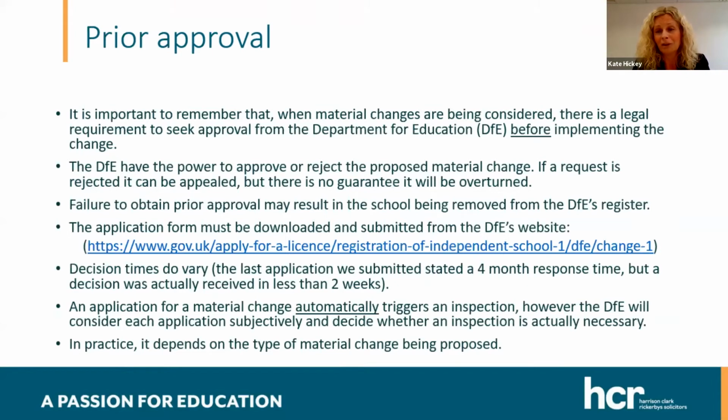Now, I've underlined "before" on this slide because this is really important. What we are seeing a lot of is schools either not realizing that the thing they're about to do constitutes a material change, or thinking that they could do it and get consent post-implementation. The guidance from the DfE is very clear. If you are going to do something which constitutes one of those 7 material changes, you must make an application before you implement the change to get consent from the DfE to make the change. So in reality, you have to get their prior approval in order to do what it is you want to do.